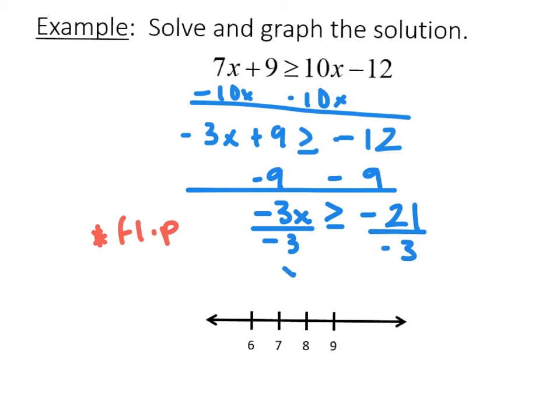So it will become x, negative 21 divided by negative 3 is positive 7. And I flip my inequality symbol to open to the right. Now the last part is I just put it all together. So I put my closed circle at positive 7, and I point my arrow to the left.